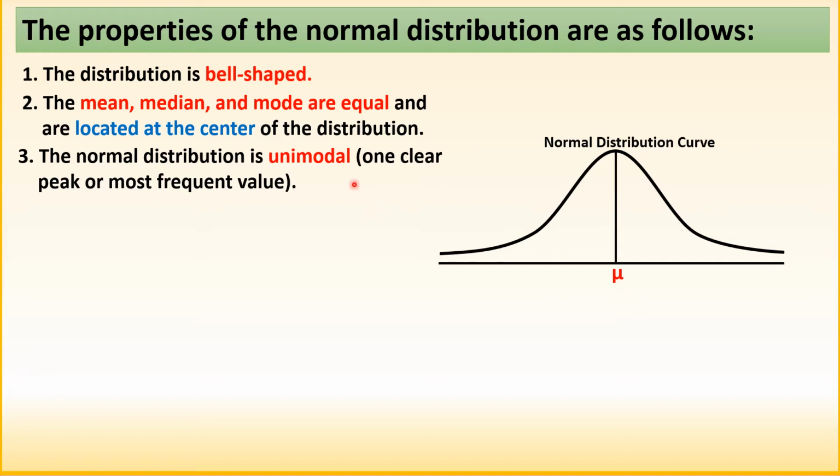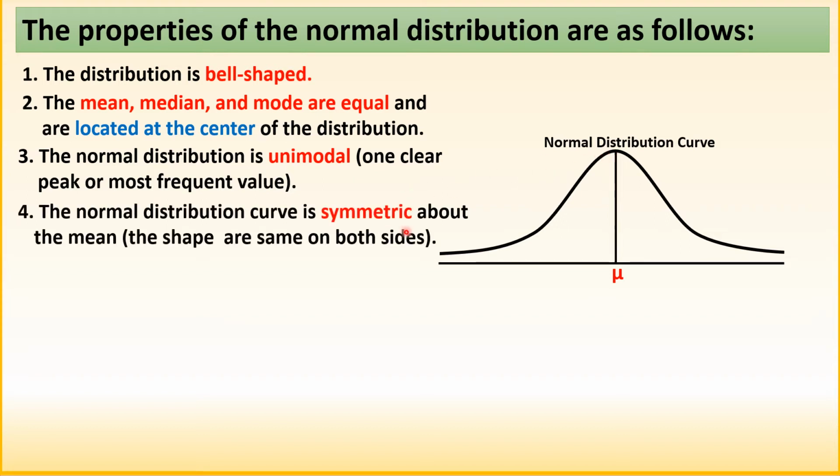So when we say unimodal, one clear peak or most frequent value. So usually, siya yung pinakamataas. The normal distribution curve is symmetric about the mean. So kapag sinabi nating symmetric, the shapes are the same on both sides. So let's say ito yung mean natin, yung nasa gitna. So yung pagka-curve dito sa right side, the same din sa left side.